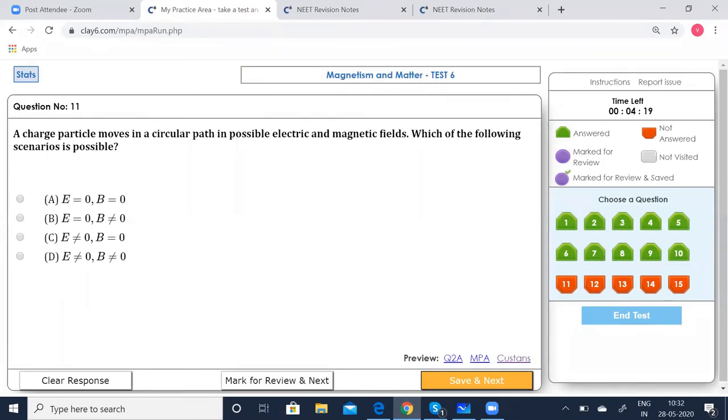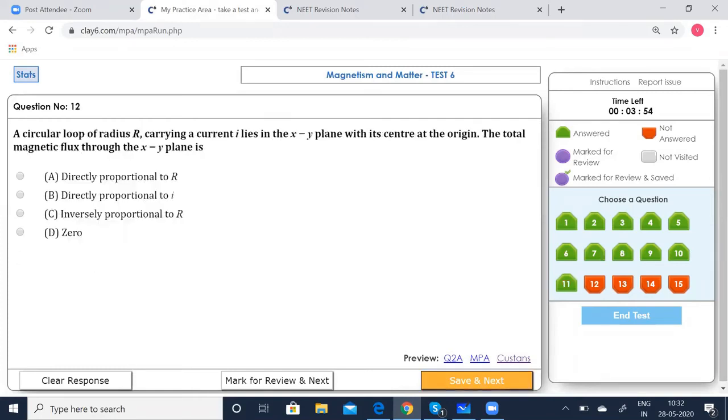Here, you can say that the charged particle will now undergo a uniform circular motion in a constant magnetic field, right? So that means, yeah, it's going to be constant. That means E also is 0, whereas B will not be equal to 0. So option B is correct. Save that, go to the next.